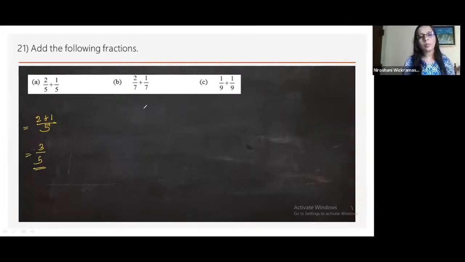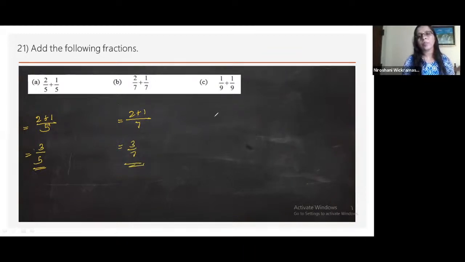Now look at this one. These two are also like fractions. Denominator is 7. 2 plus 1. Sometimes some children add the 7 and 7 also. So don't do so, right? They are common denominators. If they are not common, if they are unlike fractions, you have to make the denominators equal and then we can do the addition. 2 and 1, 3 over 7.